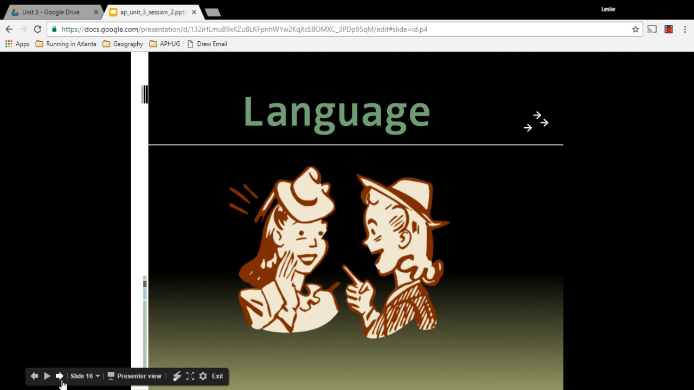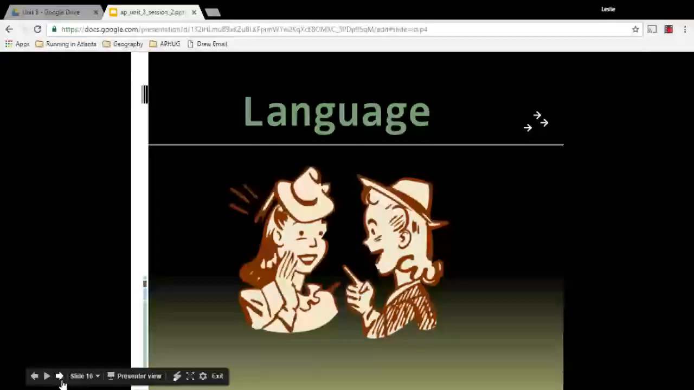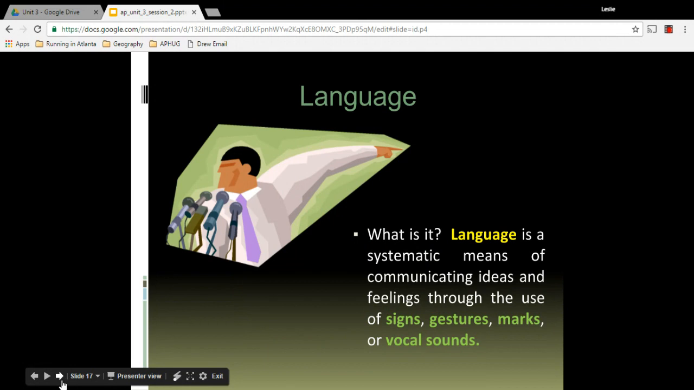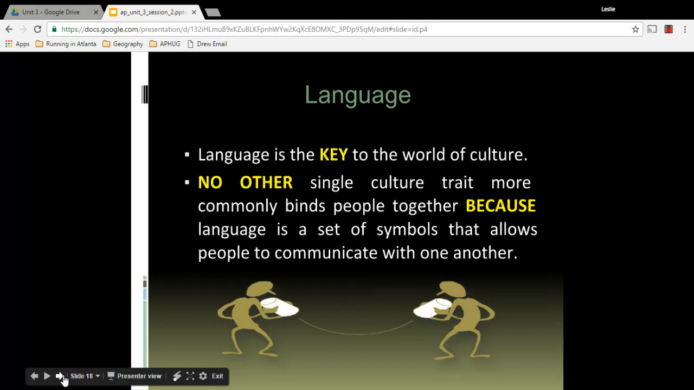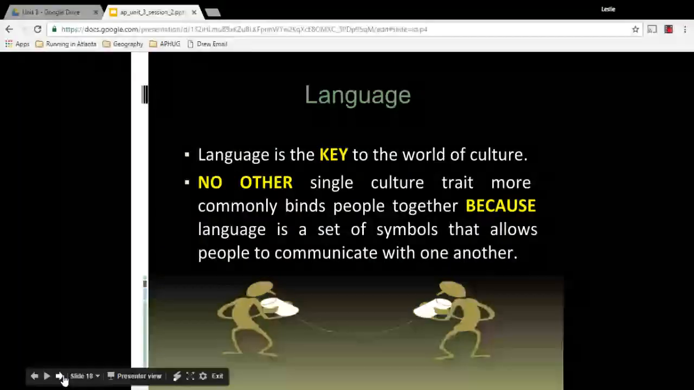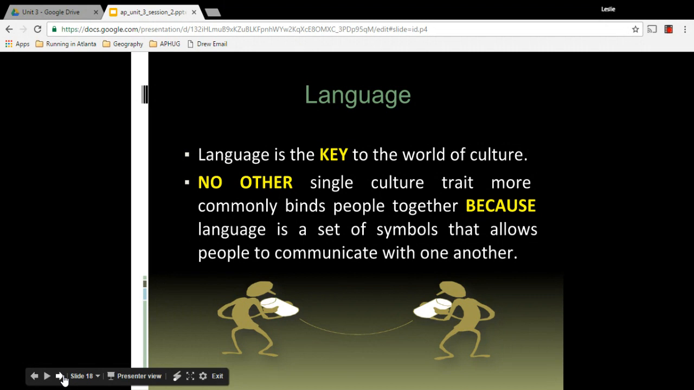So we're going to talk specifically now about language, and I think language is fascinating. So what is it? Language is a systematic means of communicating ideas and feelings through the use of signs, gestures, marks, or vocal sounds. Language is the key to the world of culture. No other single culture trait more commonly binds people together because language is a set of symbols that allows people to communicate with one another, and without communication, you cannot build relationships within a community.